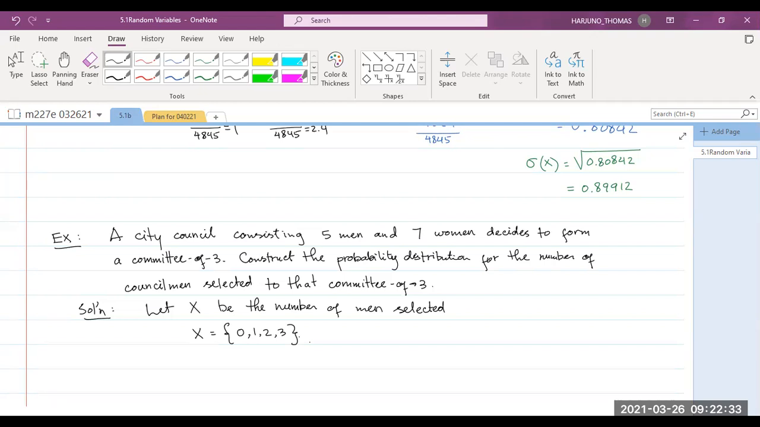Okay, so you see, suppose I come back to this question. We have 5 men and 7 women deciding to form a committee of 3. A committee of 3 for what? Let's say for women empowerment for that city, because they think, you know what, we have more than half of the city residents actually women, but women's economic activity and their education are not as improved as the male counterparts.